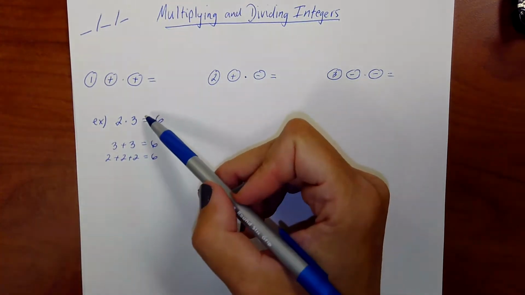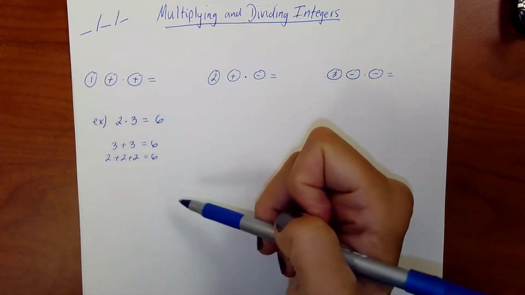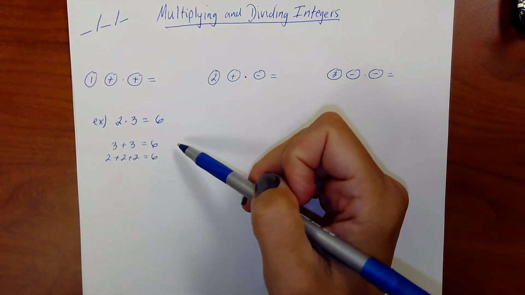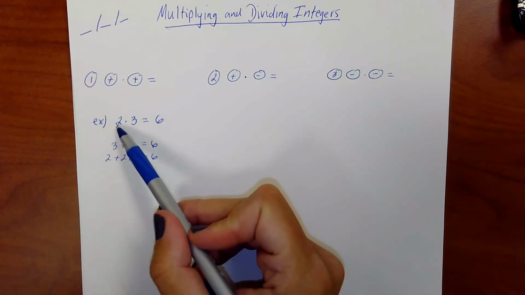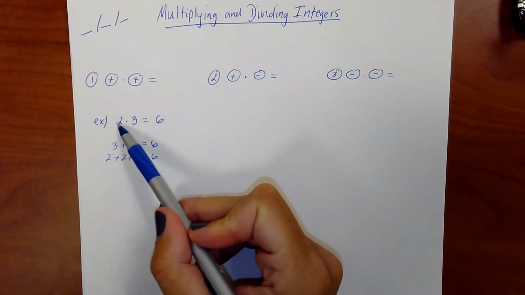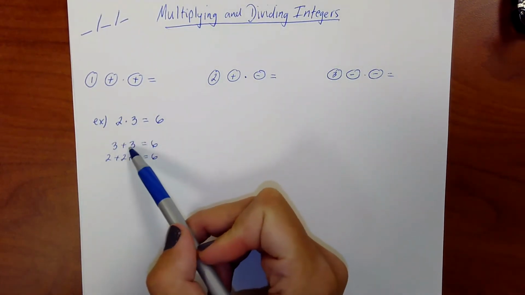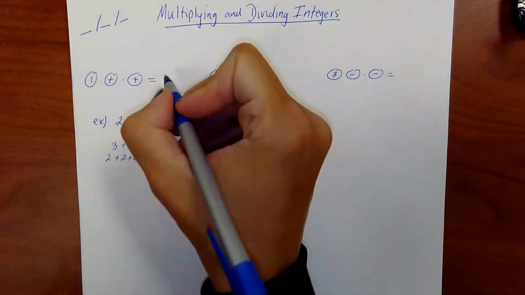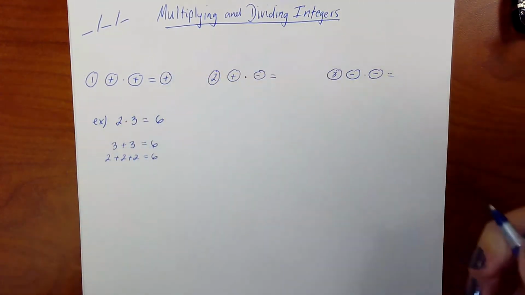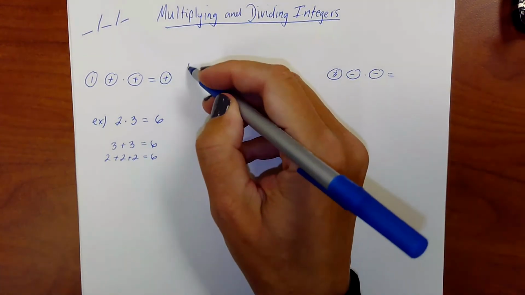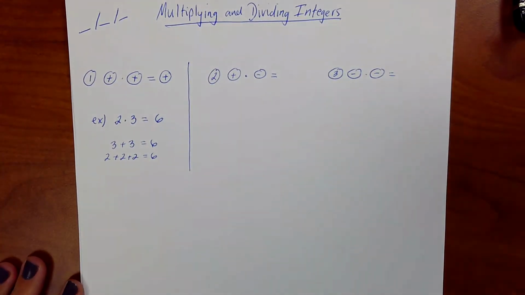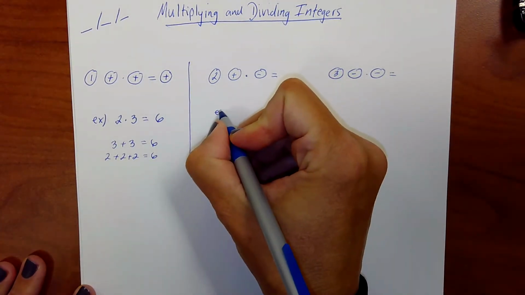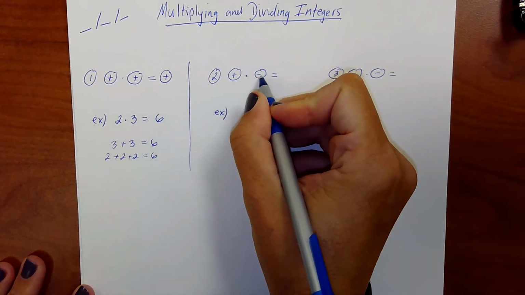Now again, you've been multiplying positives times positives forever. Have you ever gotten a negative answer? No, because of this. You're taking a certain number of groups of a positive number. Okay, so that's why you're always going to get a positive. So nothing new there. That's easy. Now let's look at an example for a positive times a negative.